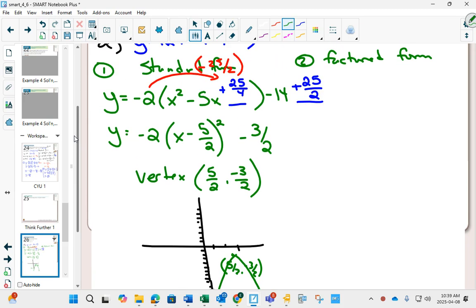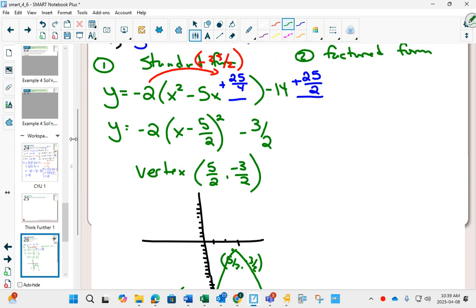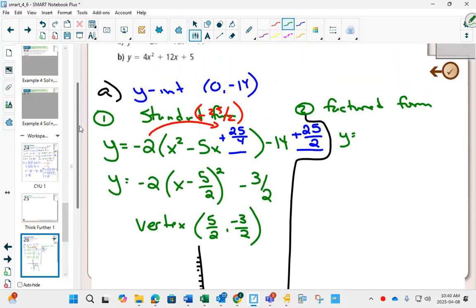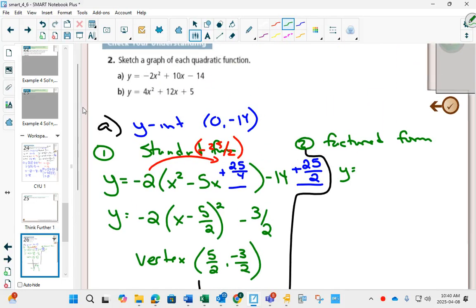Now we're going to decide, was this the way to go? Or should I have used the factored form? Well, the factored form, can we take out a common factor of -2? Yes, we can. Leaving me with x squared minus 5x plus 7. Is that right? Yes?